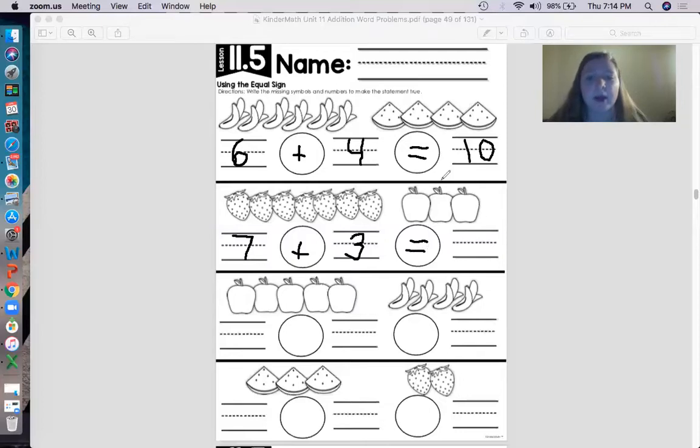Now they want us to count how many objects there are all together. Are you ready? Let's count together. Ready? 1, 2, 3, 4, 5, 6, 7, 8, 9, 10. So you write 10 on the line. All right. I want you to try the next two by yourselves using the numbers and the symbols we've learned about. Okay, so I'm going to pause the video. When you are all done, you can unpause the video and let's check your answers.